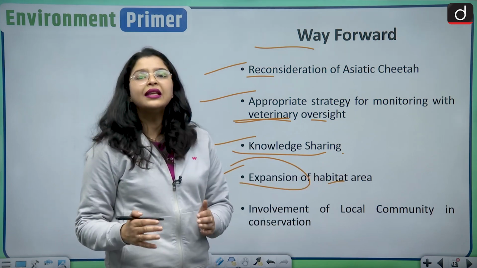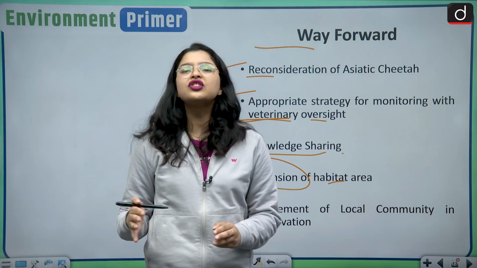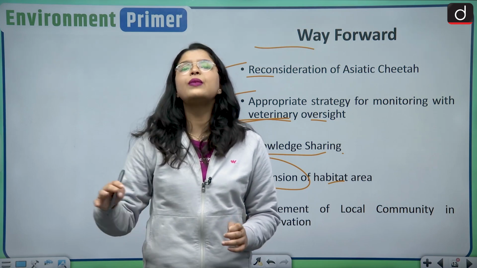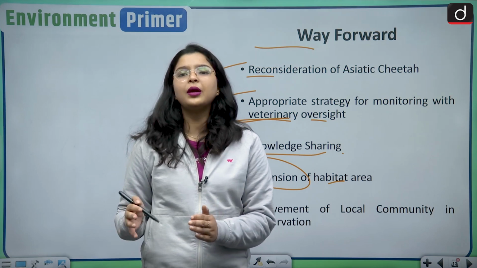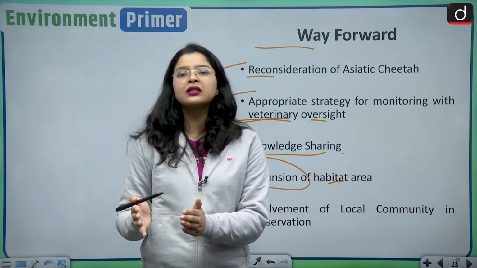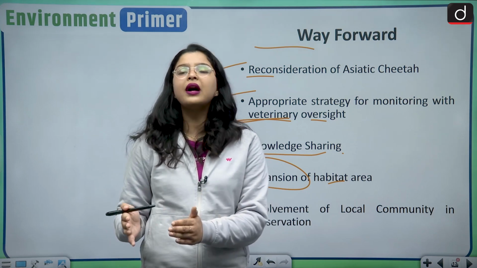Then there is expansion of habitat area. As we were saying and studying, Kuno National Park has a very small area and cheetahs definitely require an expansive habitat. So why not change their habitat? Why not try to breed them in areas like Rajasthan, which has more area in terms of national parks, etc.